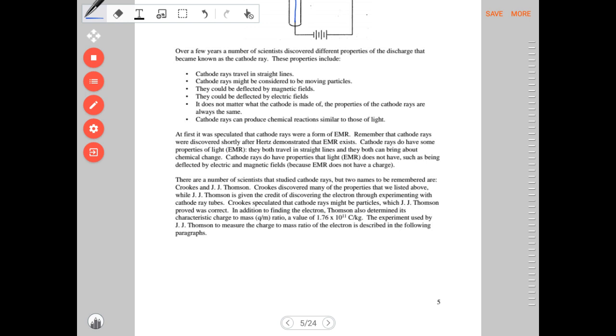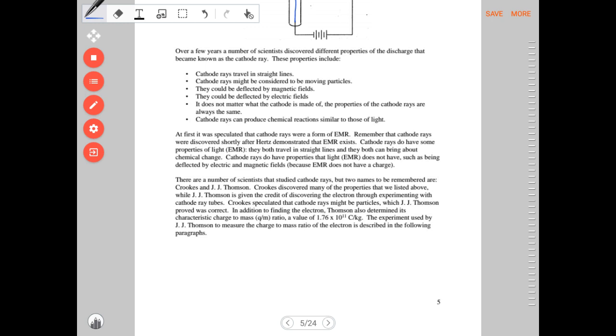Okay, for instance, cathode rays can be deflected by electric and magnetic fields. Okay, EMR can't. We know now that EMR can't because EMR doesn't have a charge. Okay, these cathode rays definitely had a charge.